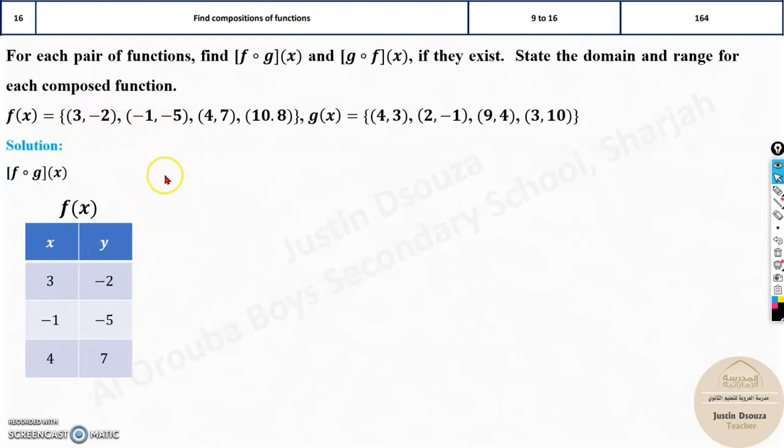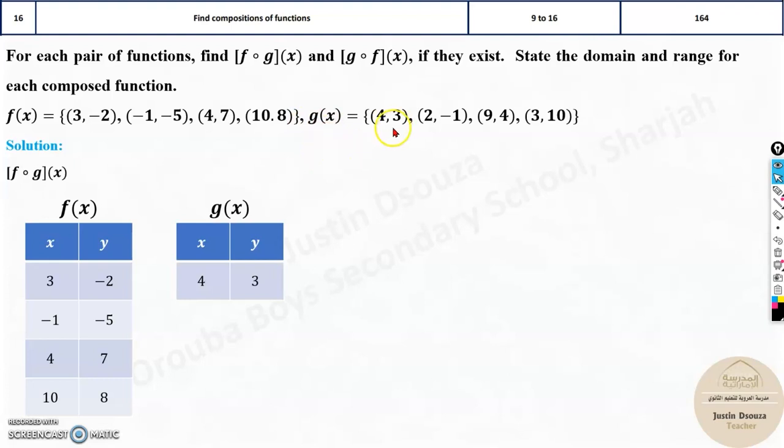This is minus 1, minus 5, 4 and 7. And this is 10, comma 8. I apologize for the full stop, it's a comma. And now you have got the first table for the function f of x. Now write the other one, g of x, the same way: 4, 3, 2, minus 1, 9, 4, and 3, comma 10. So we got both of these in table.